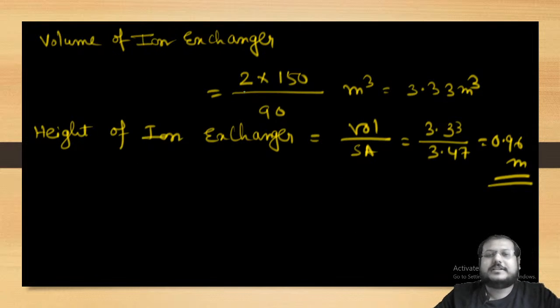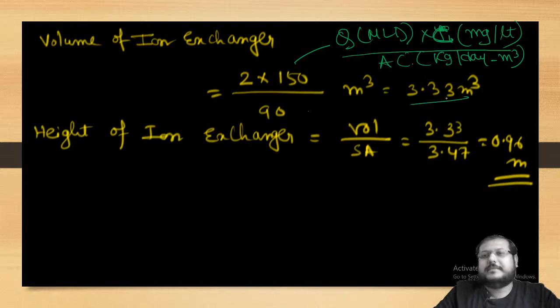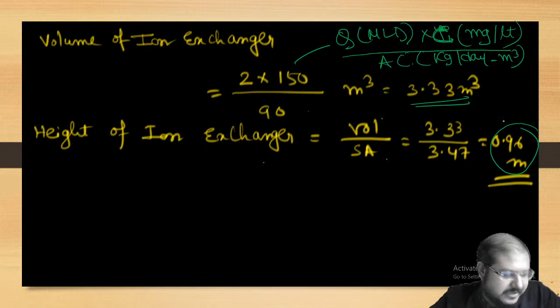And volume is Q into Yi. It's nothing but Q in MLD into Yi into milligram per liter. Yi means it's C only, concentration of hardness, divided by the adsorbing capacity, which is in kg per day per meter cube. That is coming as 3.3 meter cube. Height will be volume by surface area, which is 0.96 meter. Very basic problem. It is just showing you the thing.